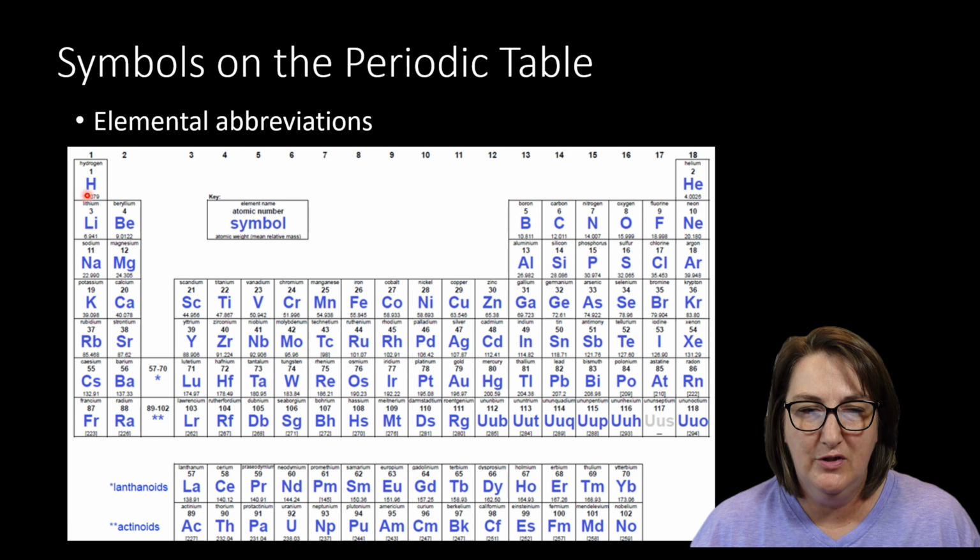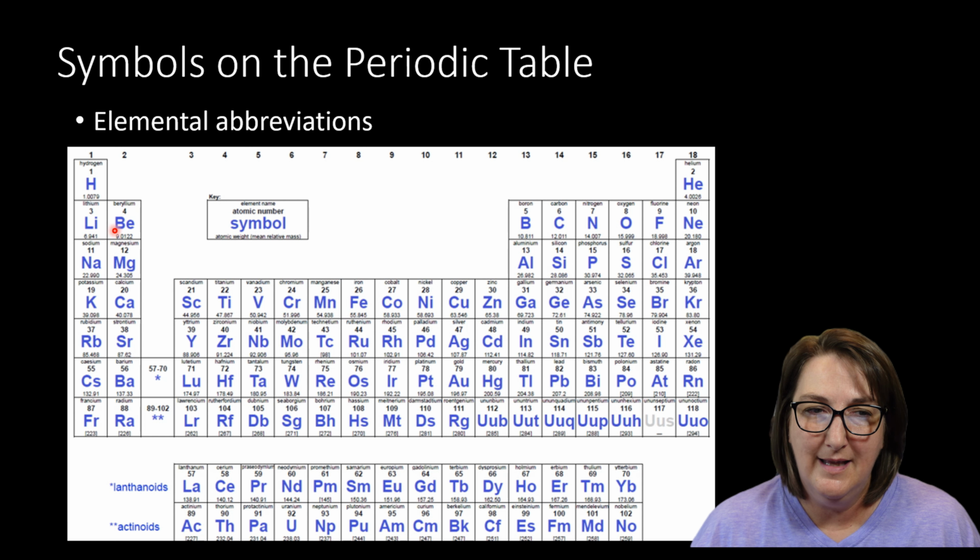So here I have just H's. H's just represent hydrogen. Be is beryllium. B is boron. So when I write these out in a formula, I know exactly what I have. I know here if I have B, it's boron, it's not beryllium. Beryllium will have a lowercase e.